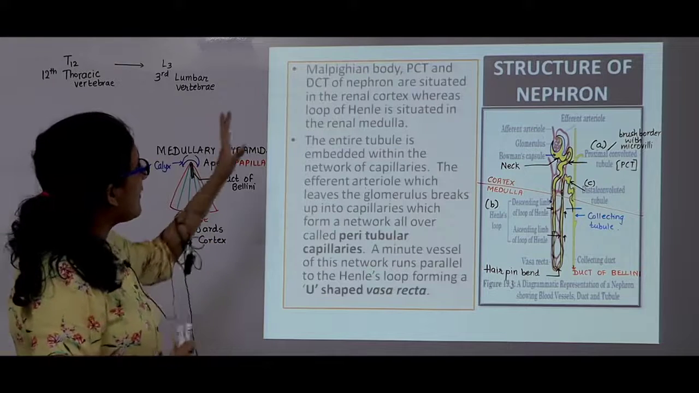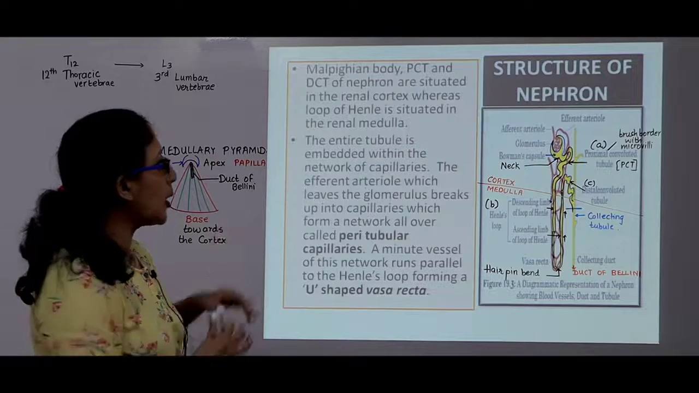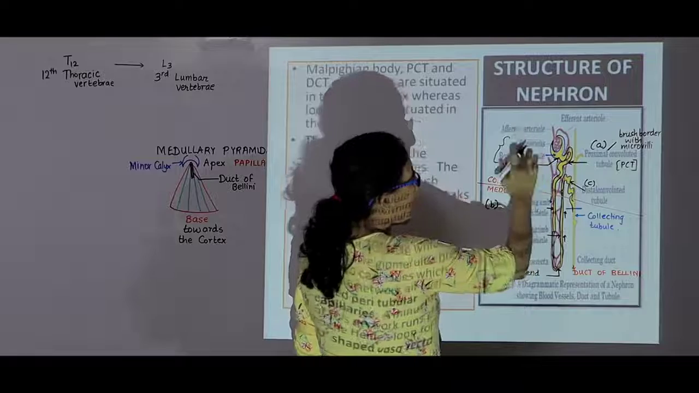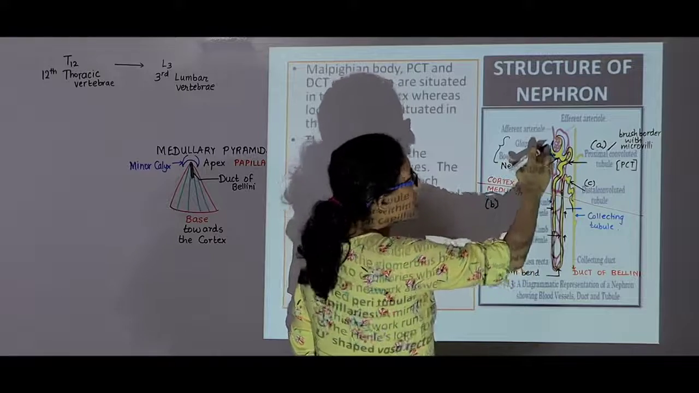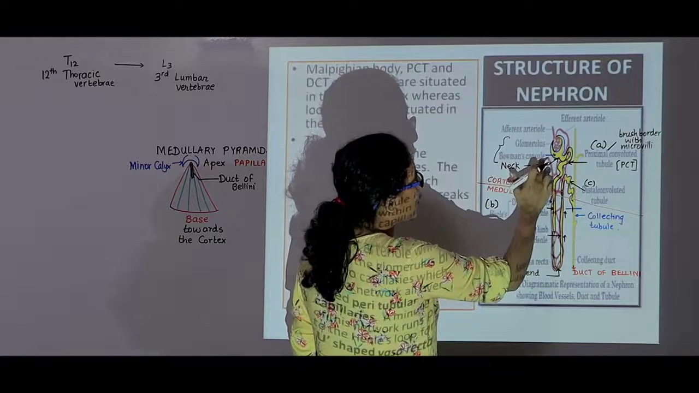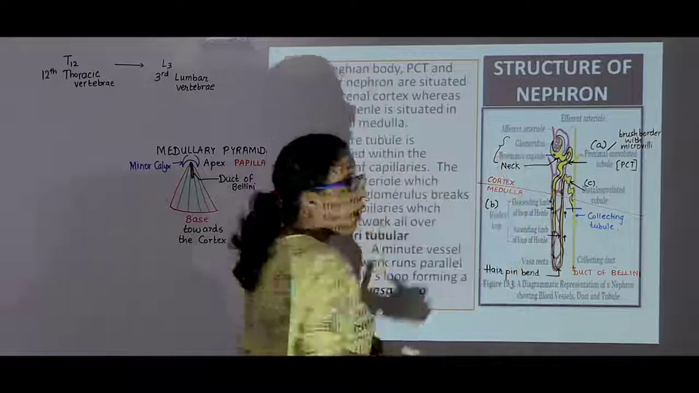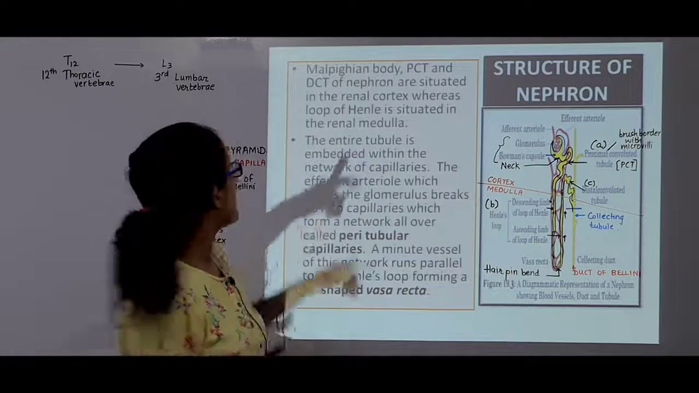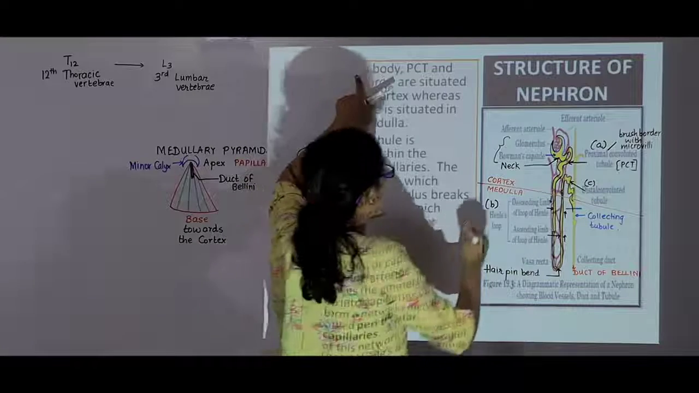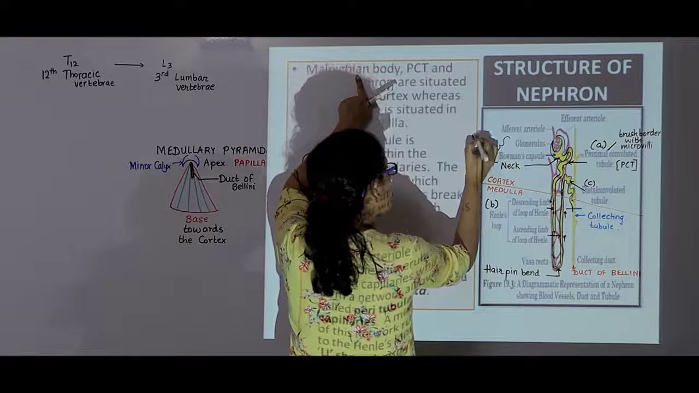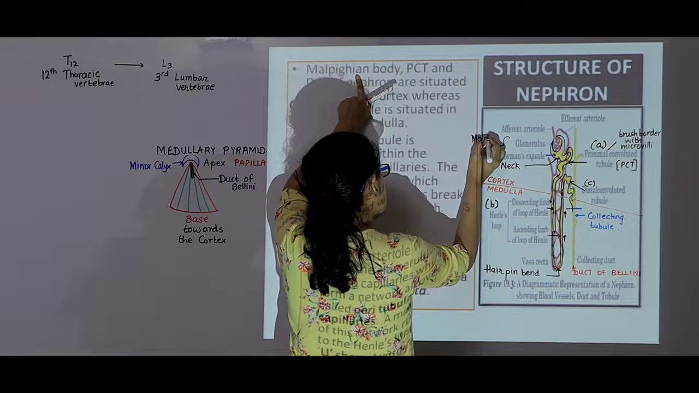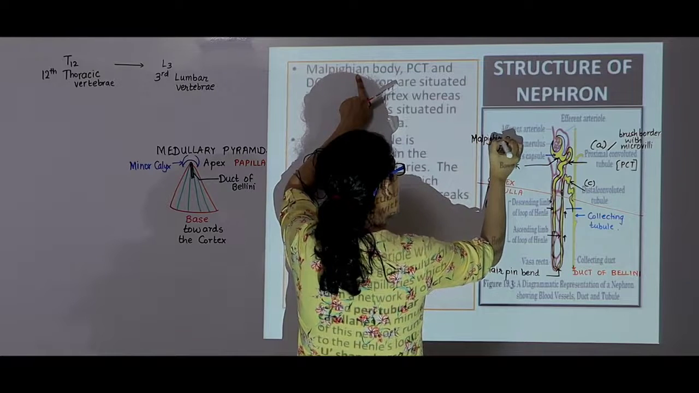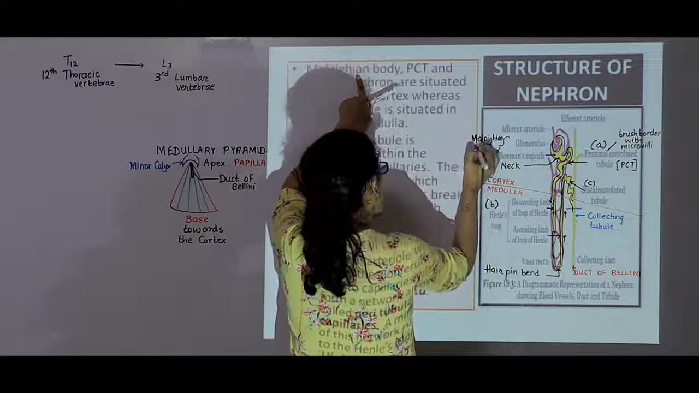So, the Malpighian body, what is Malpighian body? It is a combination of glomerulus, which is blood vessels, and Bowman's capsule. This combination of glomerulus and Bowman's capsule, this is the filtering apparatus, is called the Malpighian body. So, label this as Malpighian body or Malpighian corpuscle.